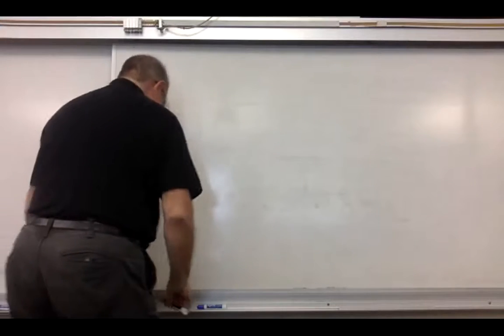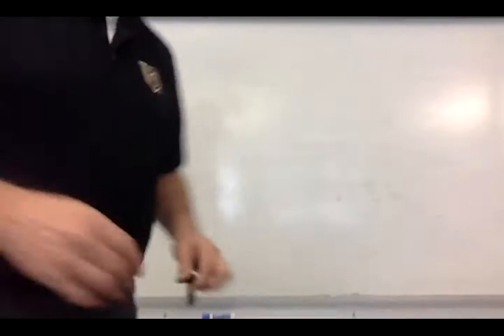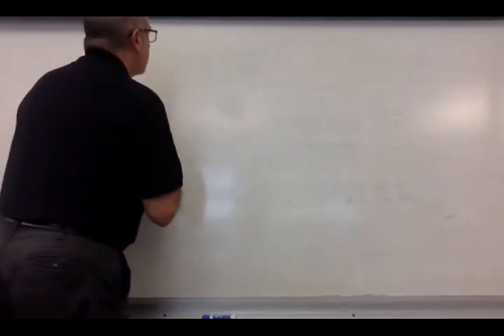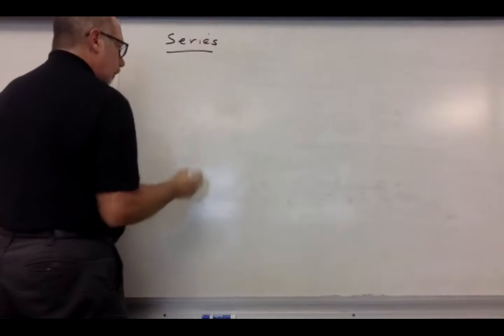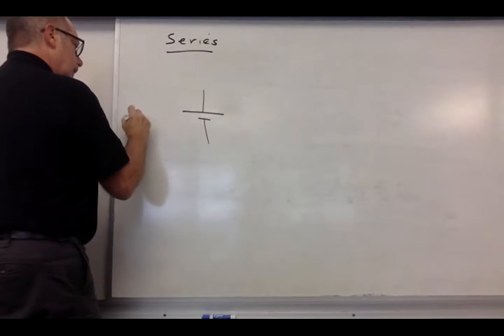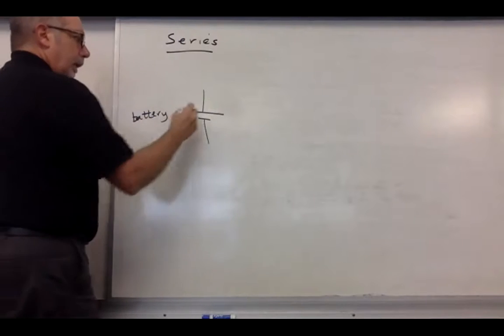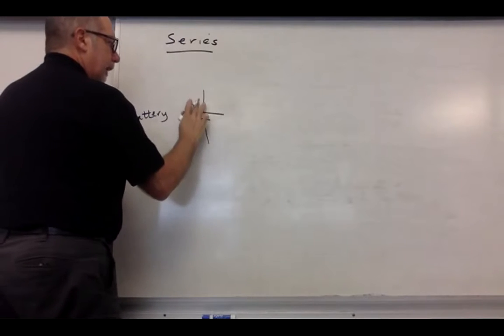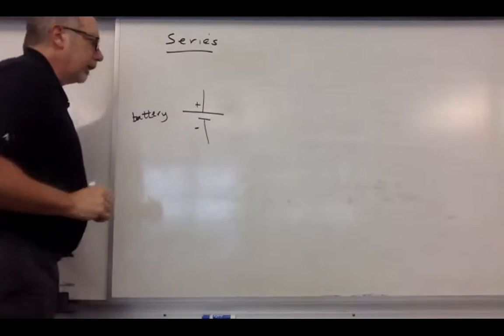So the schematic diagram is a diagram that electricians and electrical engineers use to represent circuits. Okay, for a series circuit, it's going to look like this. I'm going to have a battery. Okay, that is the schematic symbol for a battery. A battery has terminals, positive and negative. The longer line is the positive terminal. The shorter line is the negative terminal.